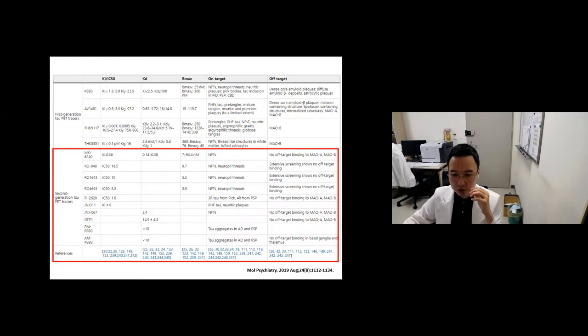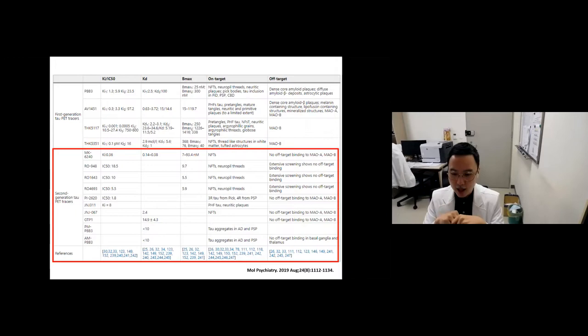So in an attempt to overcome these limitations, second generation tau PET tracers are in the early stages of development and evaluation. And there is optimism, as you can see from here, that some of the limitations of these first generation compounds can be overcome in this next generation tau PET.